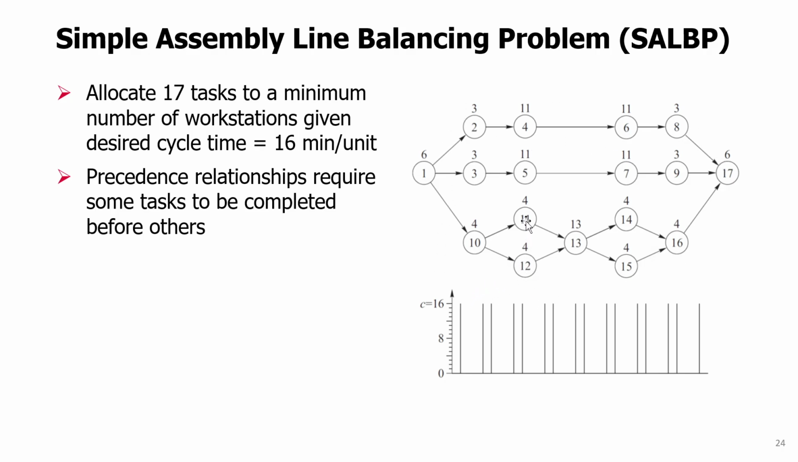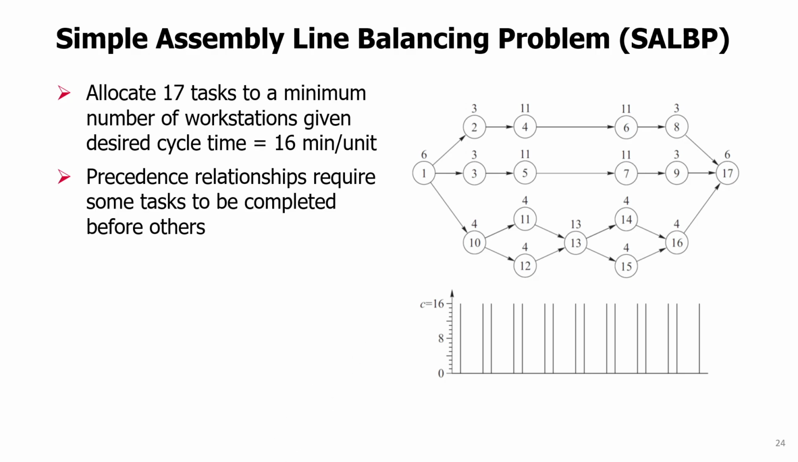So we have, for example, with task 11 and task 5, we can do either of them first or second, but task 11 and task 10 are dependent. Task 10 has to be finished before 11. Notice they can actually be done on the same station, but they can also be done on different stations, as long as 10 is on an earlier station than 11, right?